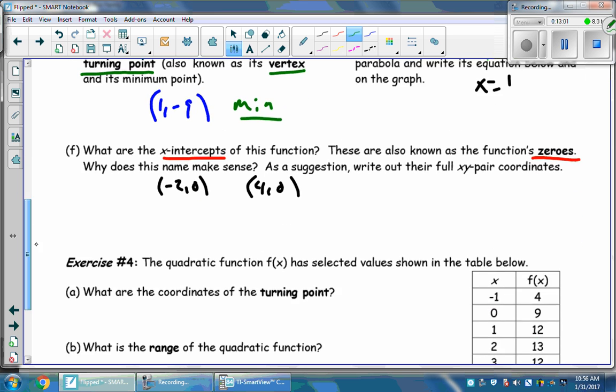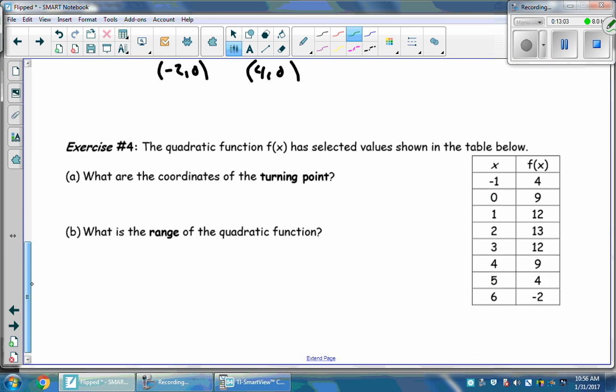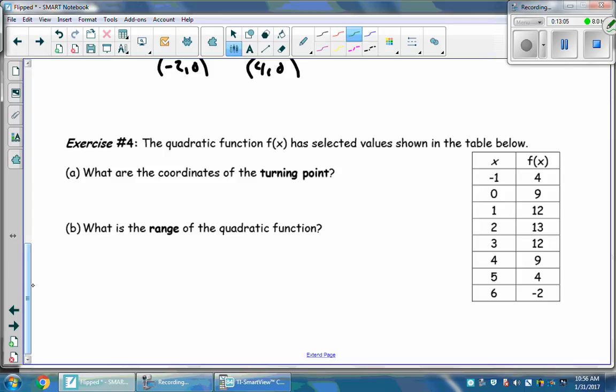Now, the last question we're going to take a look at says the quadratic function f of x has been selected with selected values shown below. What are the coordinates of the turning point? Now, I mentioned this to you before as we looked at the table and the graph. This information is exactly the same as what we've talked about. We just don't have a picture to work with.